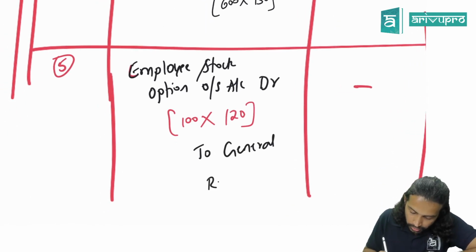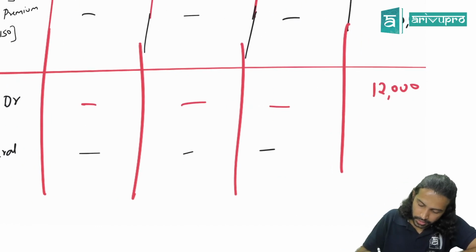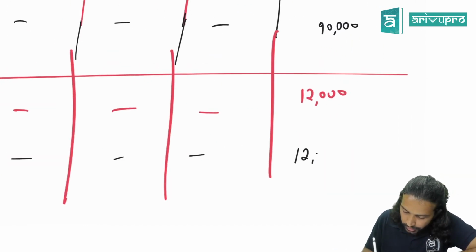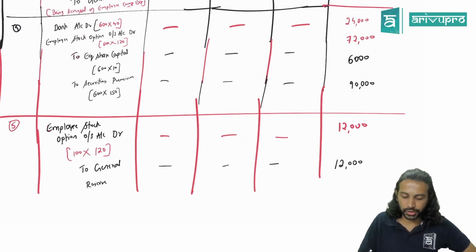To general reserve, 12,000. Again same. First year, second year, third year, nothing. Fourth year, you will write 12,000. That's your scheme of entries.